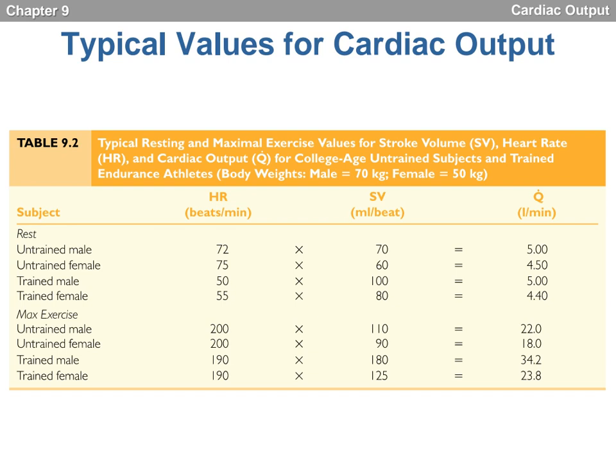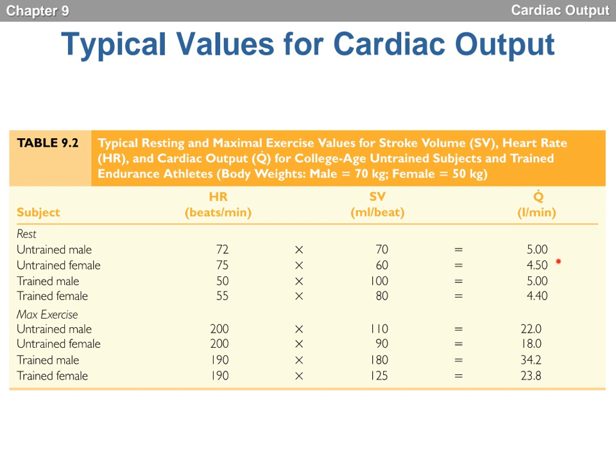This table from your textbook shows you some of the benefits of training. So, for example, if we look at subjects that are at rest, and I'll just look at the males to make things a little simpler. For an untrained male at rest, his average heart rate is about 72 beats per minute, and his stroke volume is 70. If we compare this to a trained male at rest, his heart rate is lower, only 50 beats per minute, and his stroke volume is higher. And that's because the heart is stronger, and so this person can eject more blood per heartbeat.